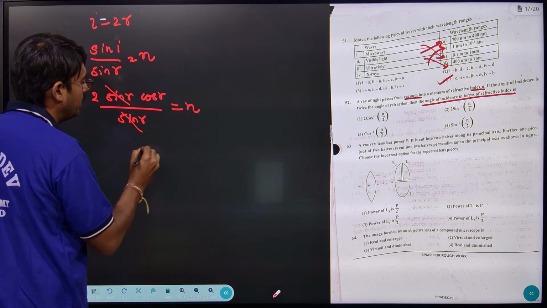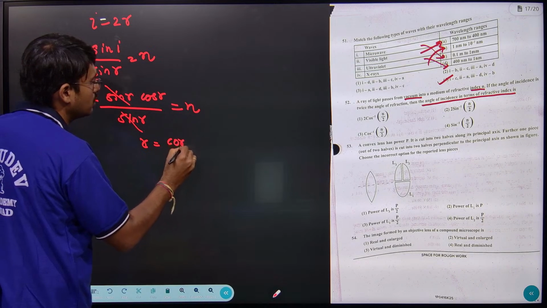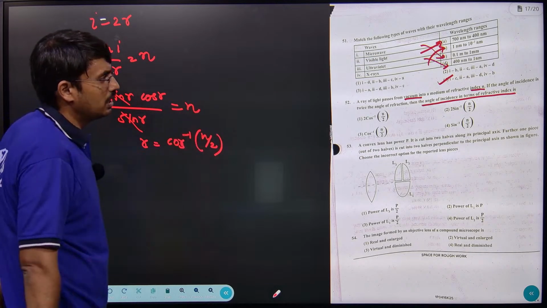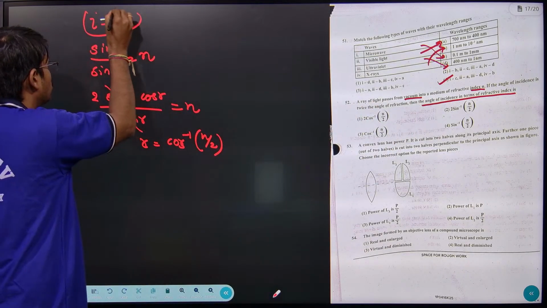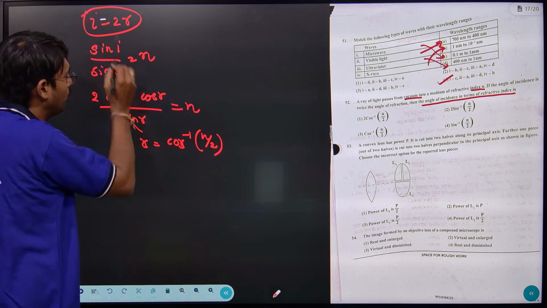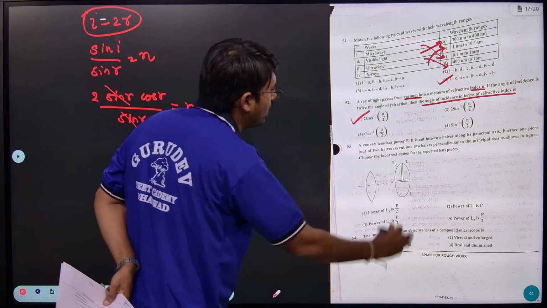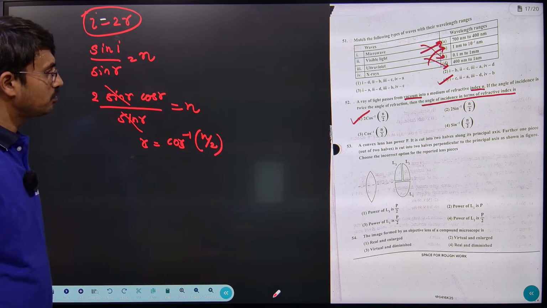So we get cos r equals n divided by 2, that is r equals cos inverse of n by 2. So what is asked here? The angle of incidence is asked. What we know already is i equals 2r. Therefore, i will be 2 times r. So that is option 1, 2 into cos inverse of n by 2. That is the right answer.